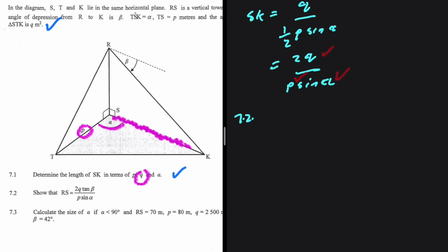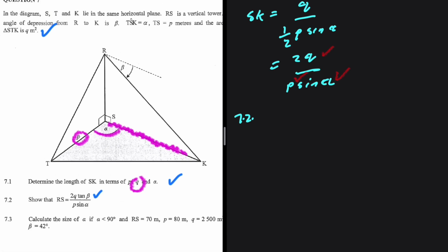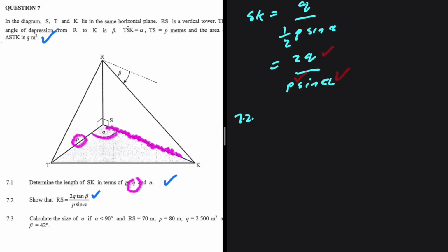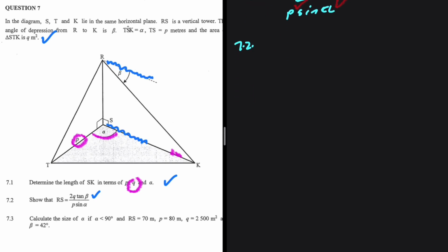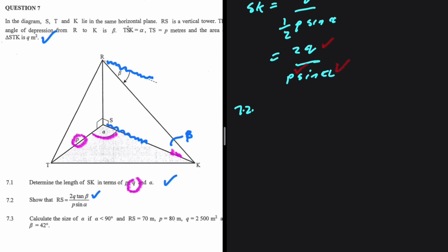For 7.2, we're supposed to show that RS is equal to 2Q tan of beta divided by P sine of alpha. So let's take a look at our triangle. This side in dotted lines is parallel to SK. Why are we saying that? Beta is the angle of depression, so this angle right here is beta. We want to find RS in terms of Q, P, alpha, and beta.